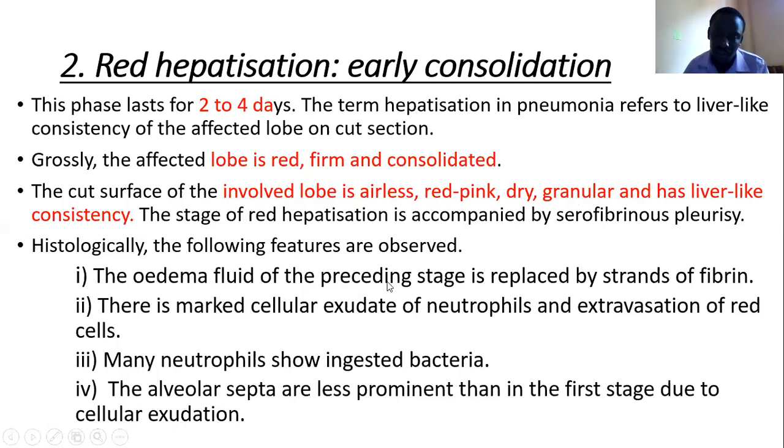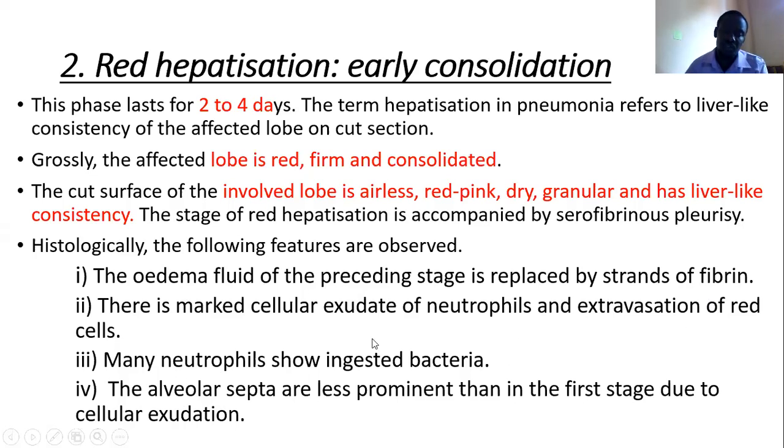Histologically, the edema fluid of the preceding stage is usually replaced by strands of fibrin. So initially in stage 1, the stage of congestion, we had edema fluid. But in stage 2, we have this edema fluid being replaced by strands of fibrin. There's a marked extracellular exudate of neutrophils. So neutrophils are really increased in number in stage 2. And we also have a good number of red cells, the erythrocytes.